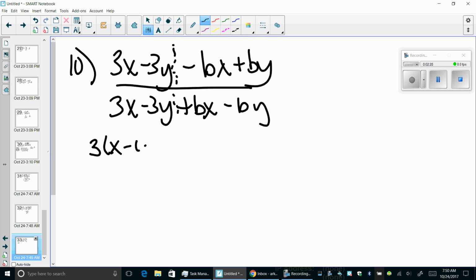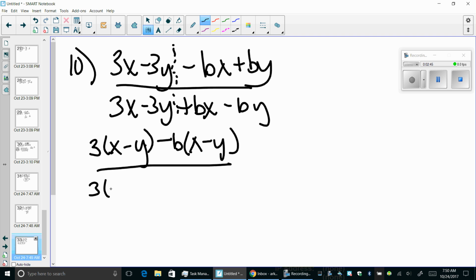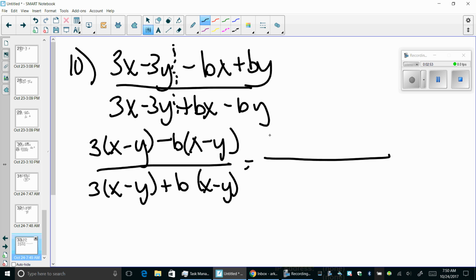X minus y. And then out of the last two, if the third term is negative, you have to take out a negative. So I'm going to take out a negative b, and that would leave me with x minus y. Negative b times x is minus bx. Minus b times minus y is plus by. On the bottom, I'm going to take out a 3, x minus y, and then I'm going to take out a positive b because that third term is positive, and that leaves me with x minus y. So the matching factor is x minus y.